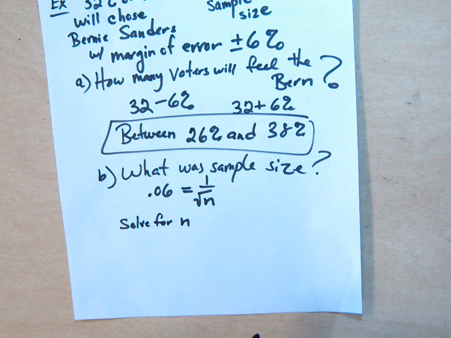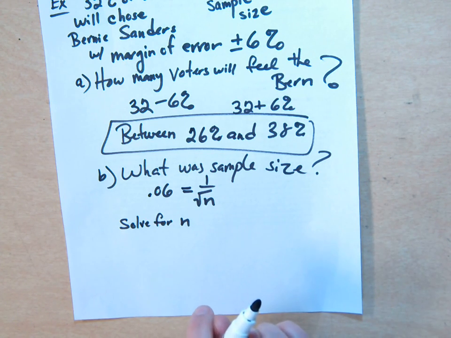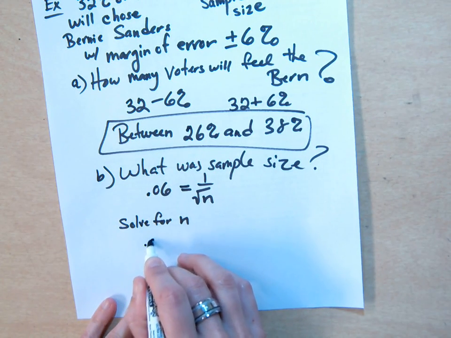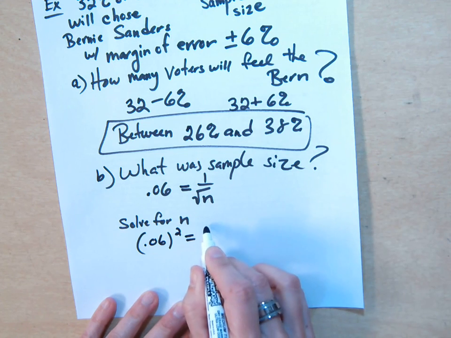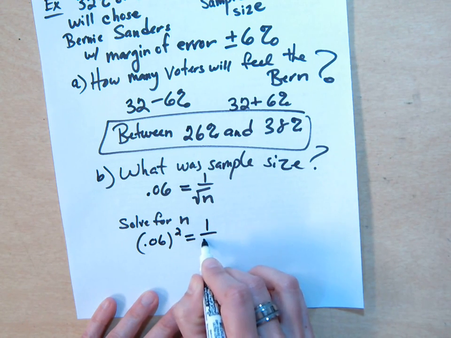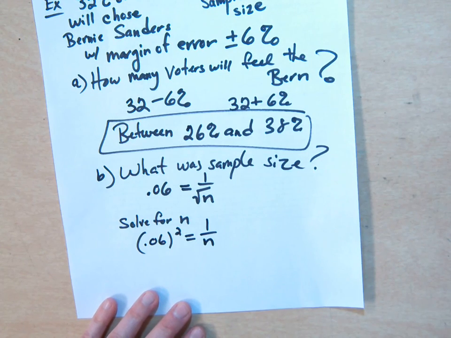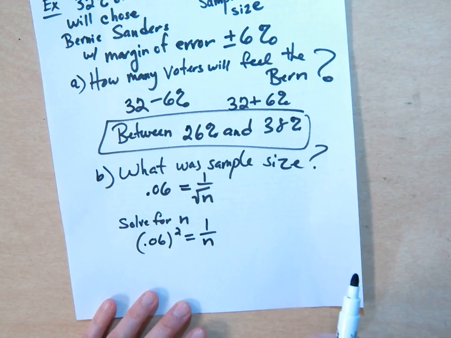So step number 1, the easiest thing to do is square both sides. To get rid of the radical, you just square both sides. So you get 0.06 squared equals, when you square 1, that doesn't change, and you just get 1 over n. Okay, that gets rid of the radical. 1 squared is 1, and square root of n squared is just n.